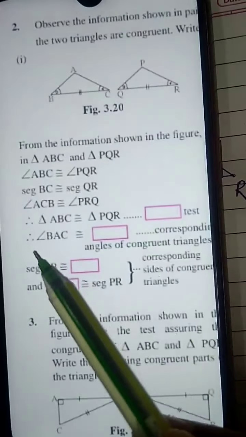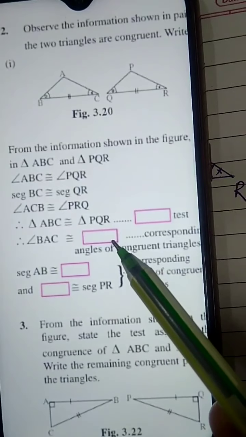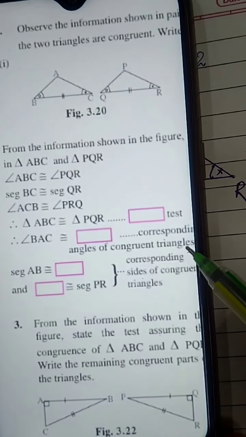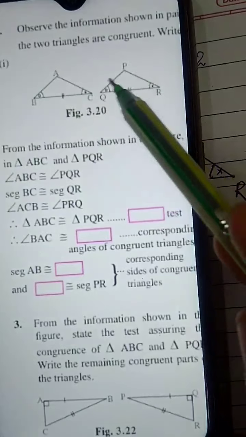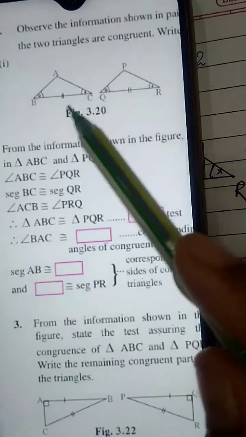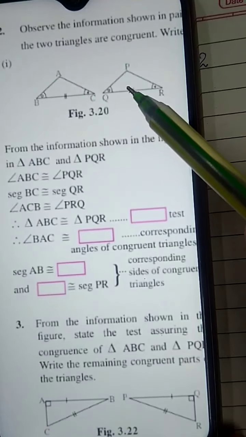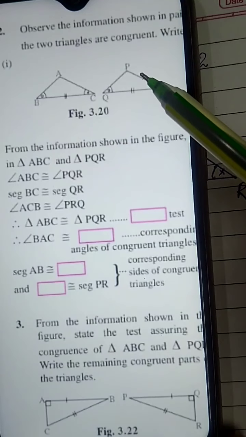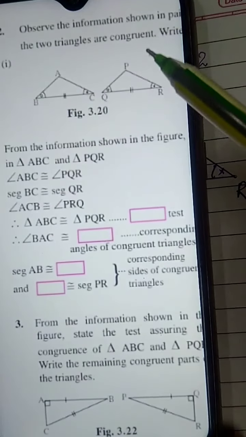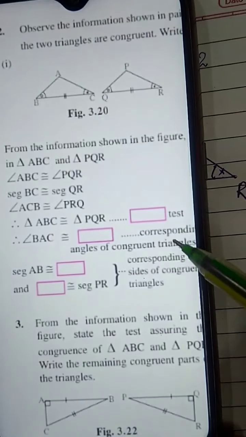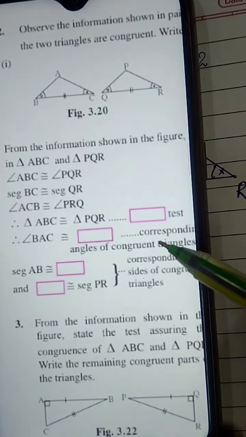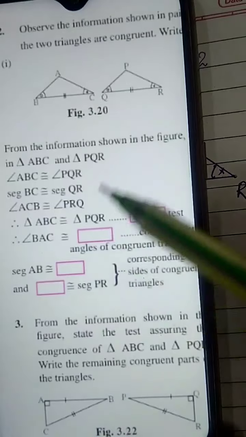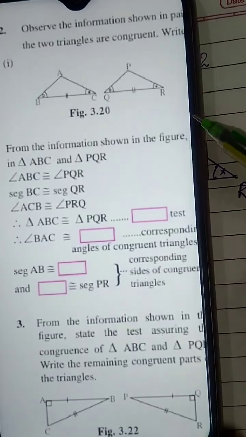So what will come here? Angle BAC congruent to angle QPR. Reason: corresponding angles of congruent triangles. These two triangles already became congruent by the ASA test, so the remaining angle of the first triangle will be congruent to the remaining angle of the second triangle. In short form you write it as CACT. You can write this way in the exam. If it is corresponding angles, CACT; if we are talking about sides, you will name it as CSCT.